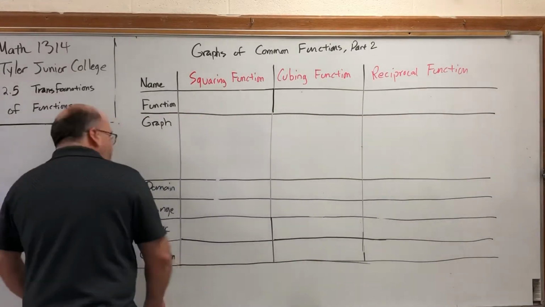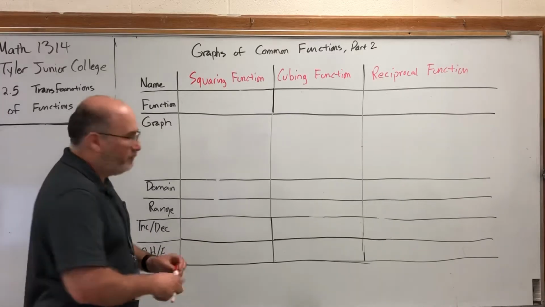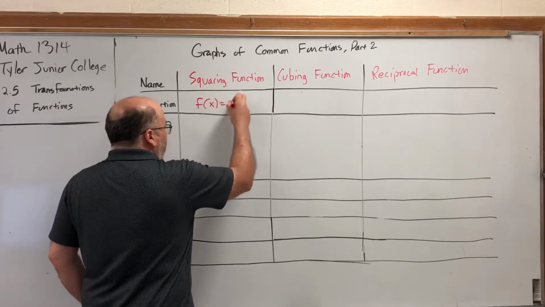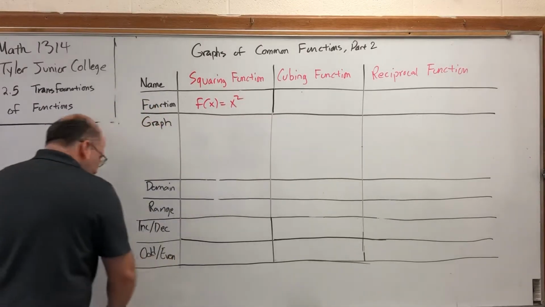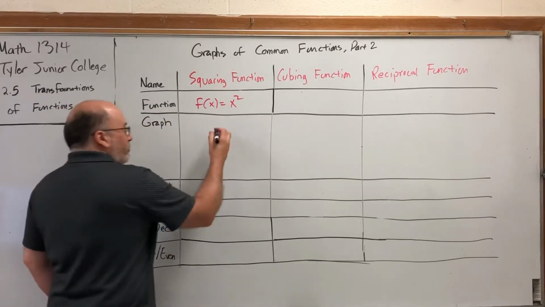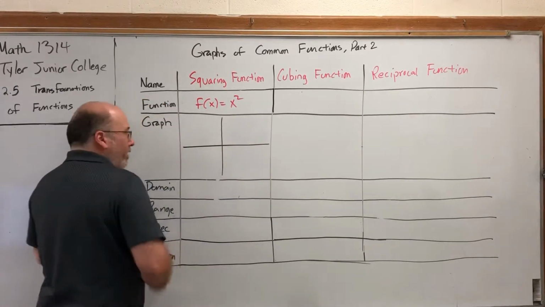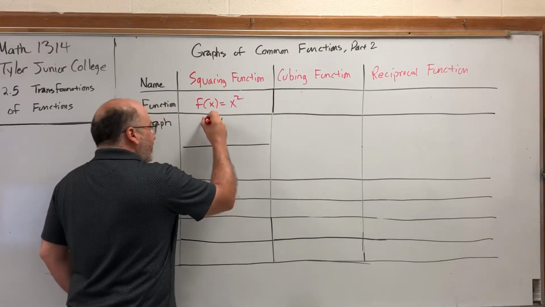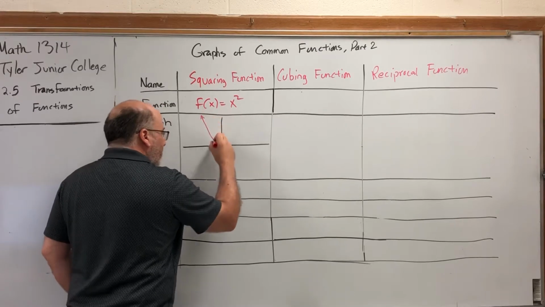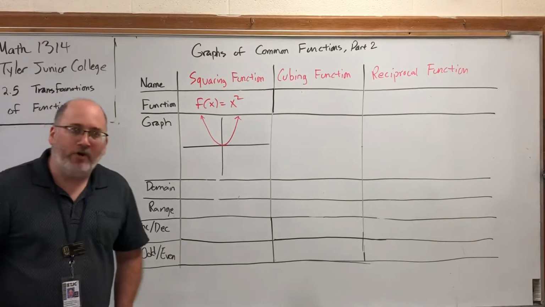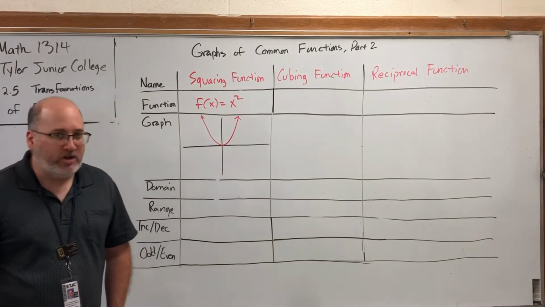The squaring function is the function that squares its input, so it's just f of x equals x squared. We've talked about this one a little bit, so it shouldn't be a surprise about its graph. Its graph is a parabola that opens upwards and has its vertex at the origin. On a parabola, the vertex is the low point or the high point where the graph switches between increasing and decreasing.